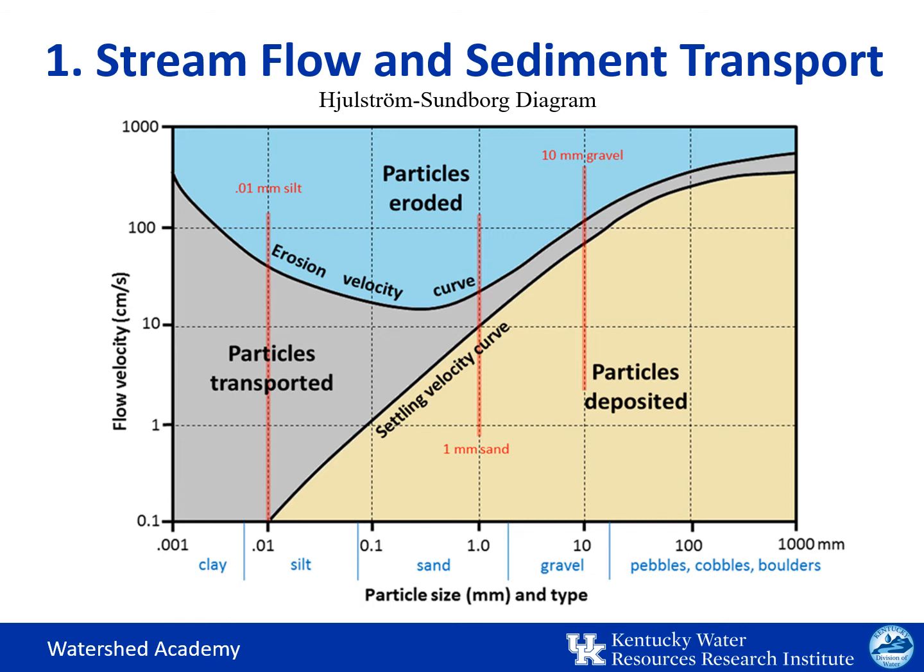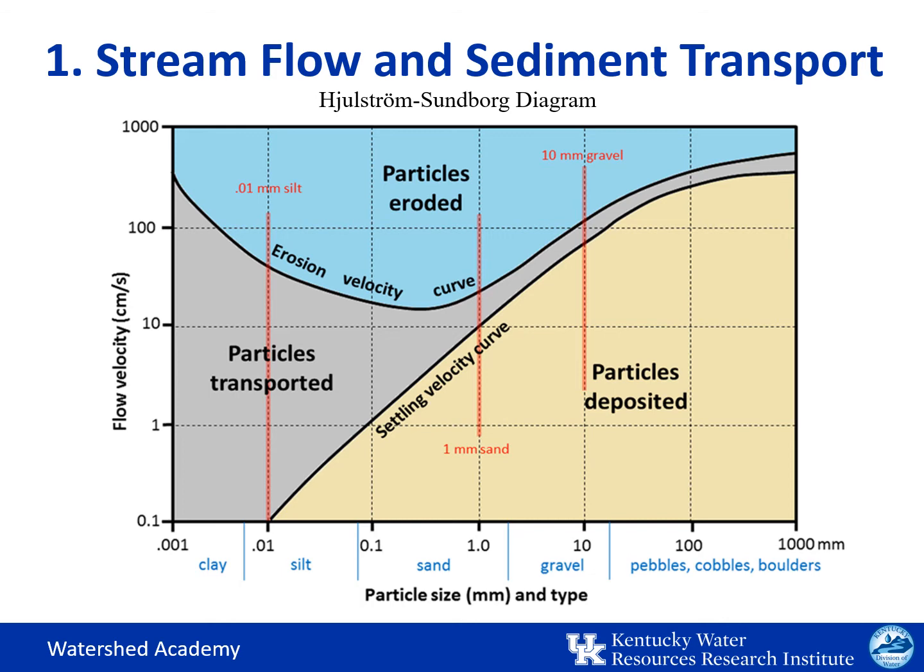You can see along the bottom that there's different sizes. At the top, it gives the millimeter of the size, and then it gives a characterization of clay, silt, sand, gravel, or pebbles, cobbles, and boulders. And then on the y-axis, we see here the flow from slow to very fast at the top of the chart. So let's try a couple of examples here.